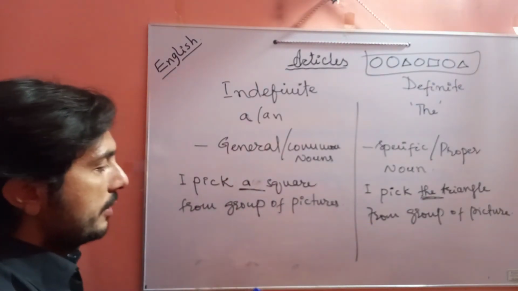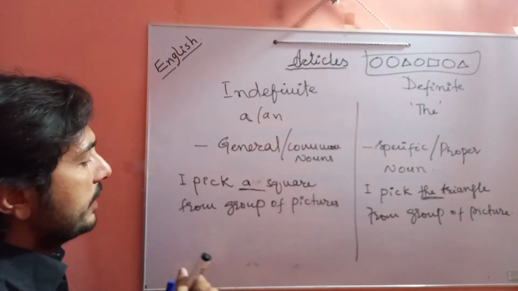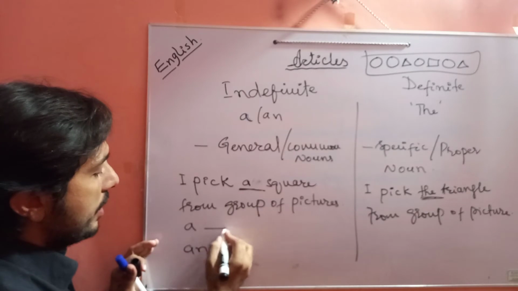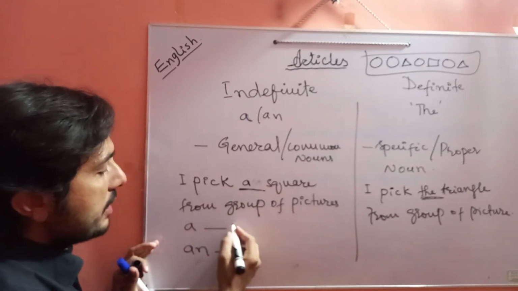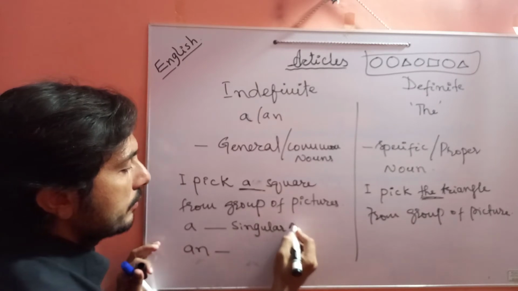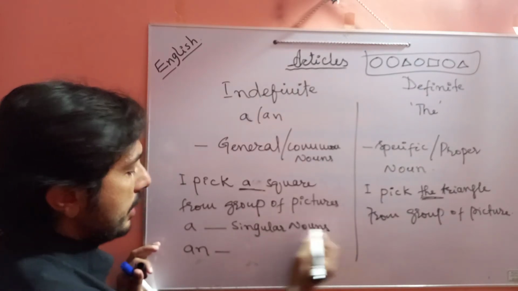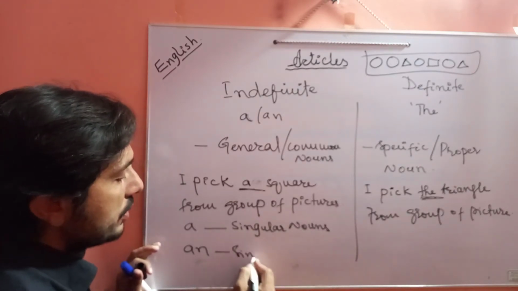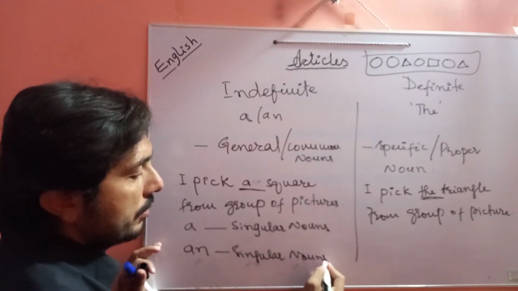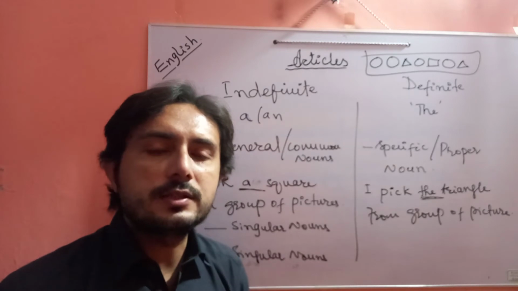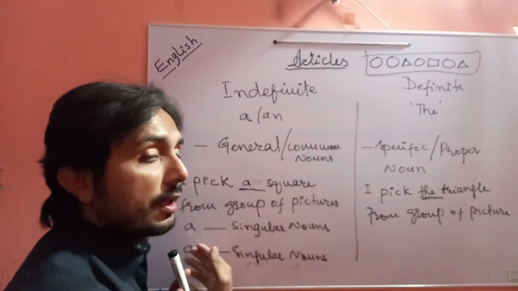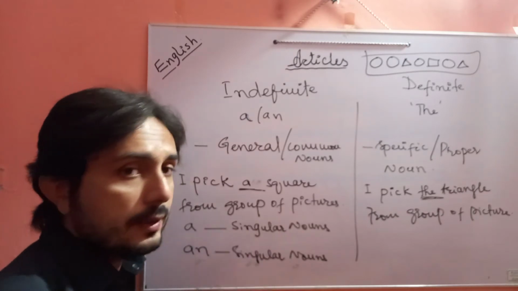Apart from it, we have two indefinite articles. One is "a" and the other one is "an". Now this "a" is used for the singular nouns, and this "an" is also used for the singular nouns. They both are used for the singular nouns.